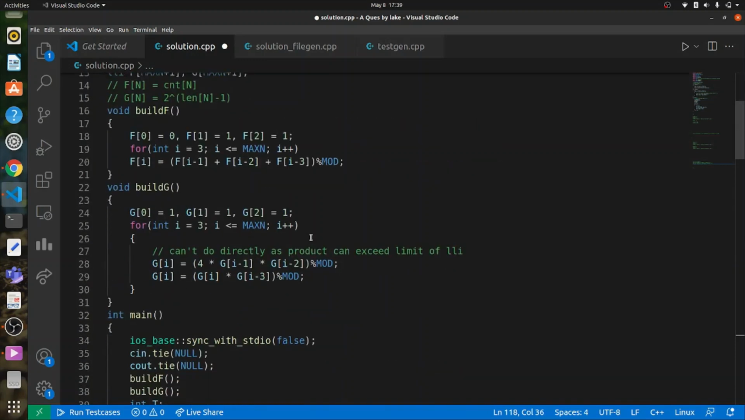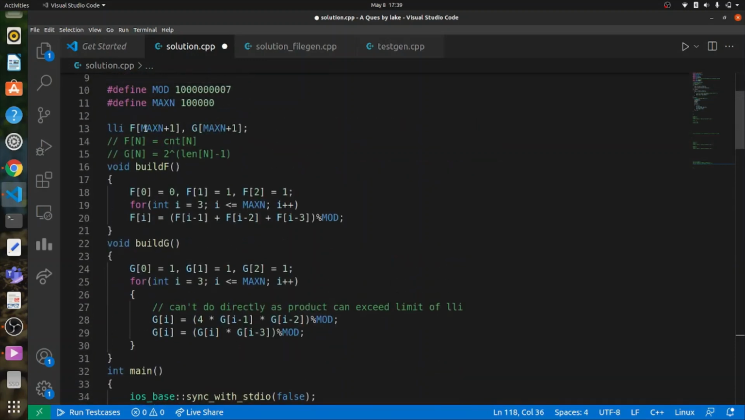First of all, I have defined 2 arrays of long int size, f and g. Fn is the same as the count which I have explained. Gn I have already described earlier. First this function builds the f. F0, 1 and 2 I have described earlier, and then we use the recurrence. Similarly we build g, but here you need to take a precaution that you can't multiply the three terms together as it may exceed the max value of long int. So you have to do it in two steps.